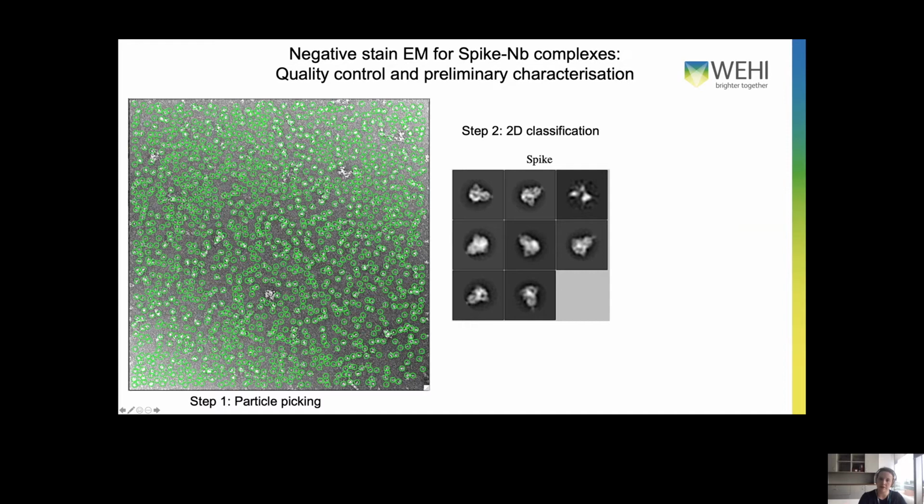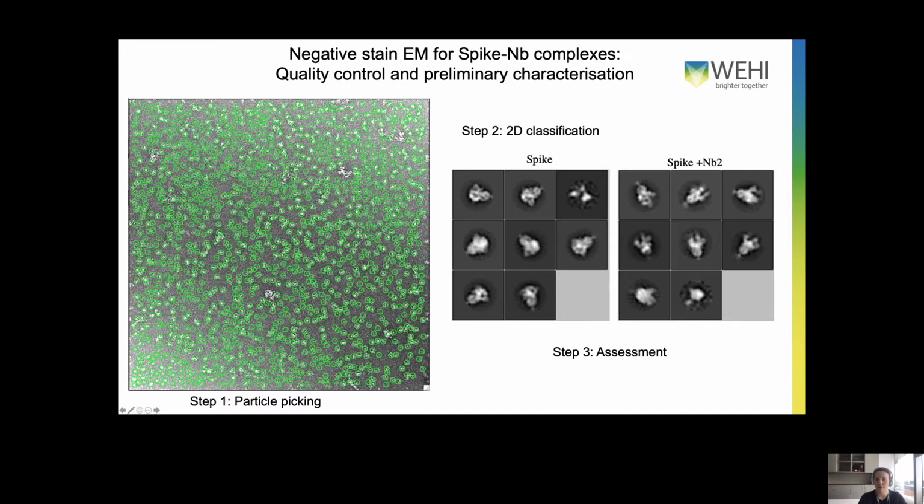If you do the same thing for the complex of spike with, let's say, one of the nanobodies, you can straight away see the difference. So these extra bits, this is the nanobody bound to spike. So even at this stage, you can see whether your complexing experiment worked or not. In our case, it did, and we saw a difference when the nanobody was bound. And of course, we did this also for the complex of spike with both nanobody 2 and 10, and we deemed that this sample was very good to continue to cryo.